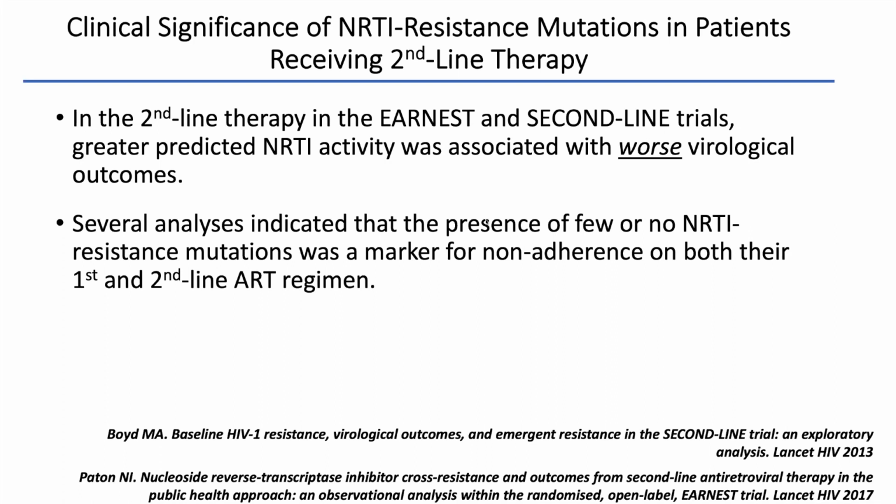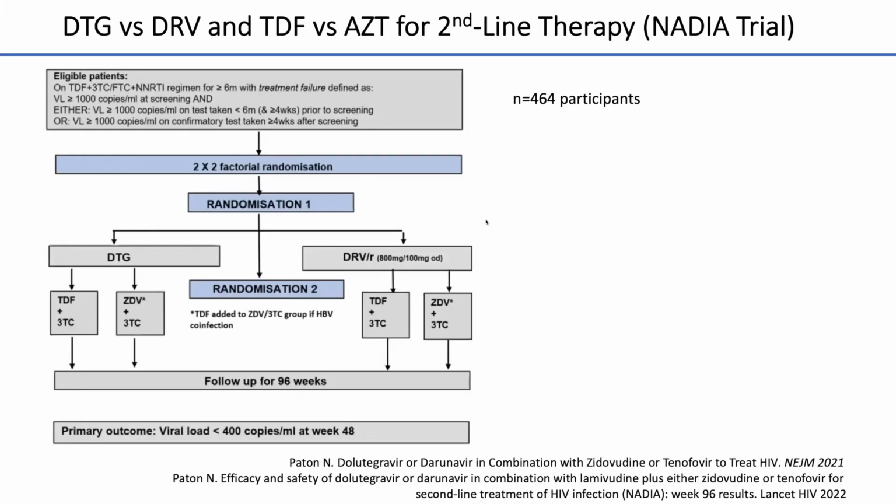Of multiple NRTI-associated mutations. Now, as mentioned, the NADIA trial is one of the most influential trials performed in the past few years. It had a factorial design that allowed it to compare tenofovir plus 3TC versus AZT plus 3TC, and at the same time to compare dolutegravir versus boosted darunavir in persons who had experienced virological failure on a first-line regimen comprising tenofovir, 3TC, and efavirenz. And it had 464 participants.